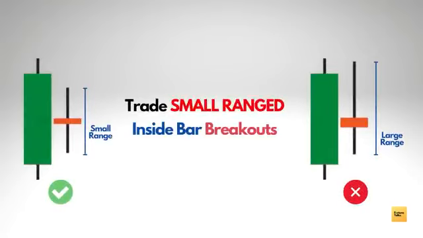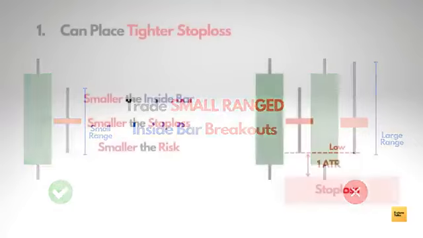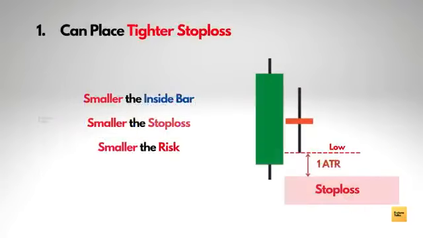Now when trading the inside bar pattern, by entering above or below the breakout of the pattern using any of these strategies, I would recommend you go with the small ranged inside bar breakouts. There are a few reasons why this is important. The first benefit is that you can place a very tight stop loss. You can reference the low of the inside bar to set your stop loss as we have discussed, and the smaller the inside bar, the smaller the stop loss is.